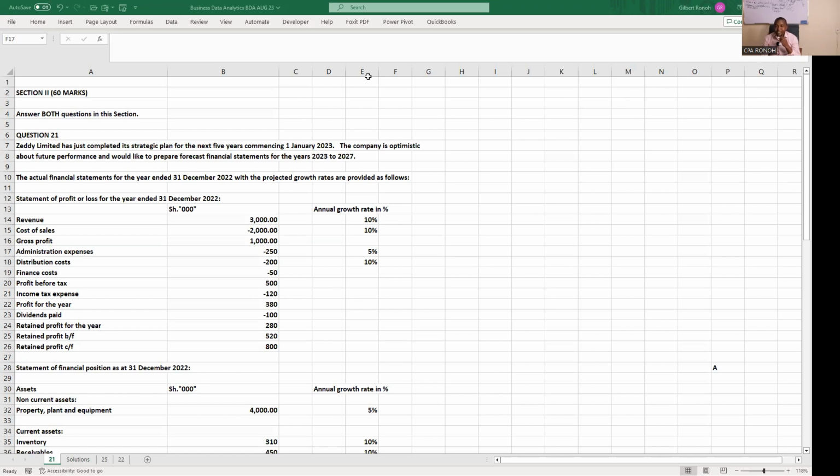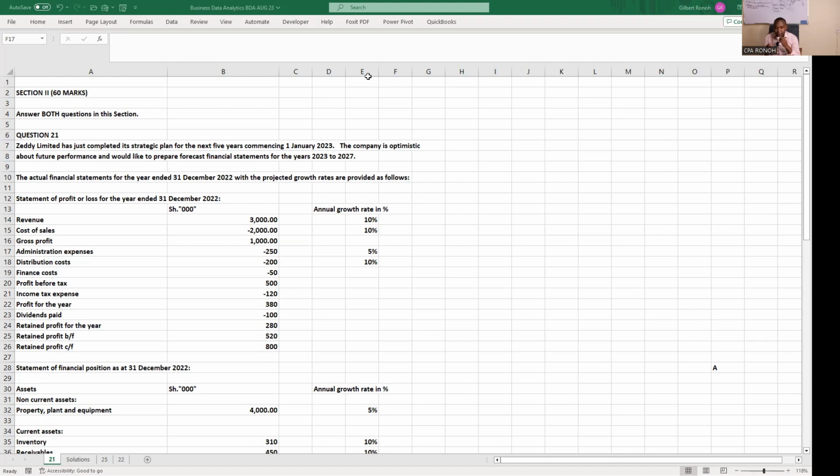This paper was done in the last sitting, that is the August exam. And today we want to look at the practical part of this paper, that is Section 2. This Section 2 carries 60 marks. Remember, we have Section 1, which is a theory paper, and Section 2 of this paper, which carries 60 marks.